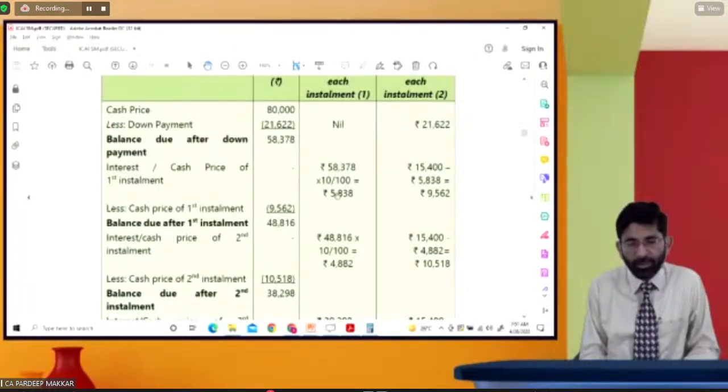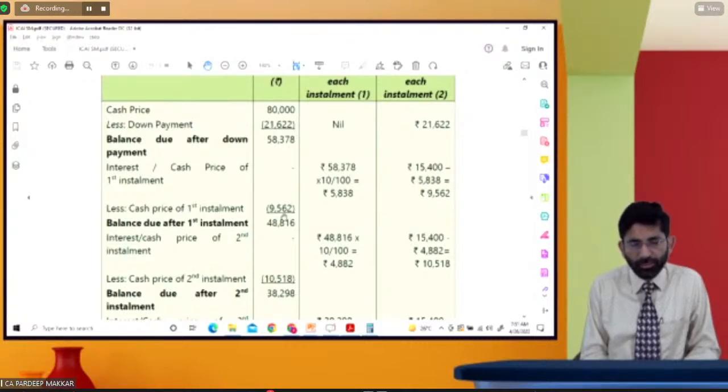So whatever is the amount of interest, that is 5838, is deducted from the HP price of the installment, because HP price includes interest plus CP price. So that is deducted from it. And finally, he got the amount of cash price. This cash price is paid in the first installment. So this is to be deducted from the outstanding opening balance of cash price.